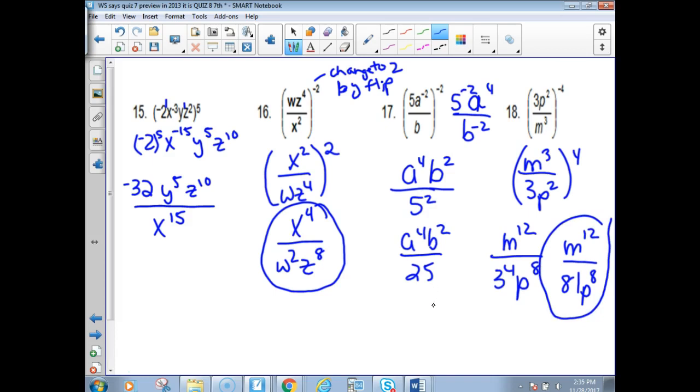That's why we practiced those exponent rules a while ago. Could have done some more practice on them, but I didn't. A little bit.